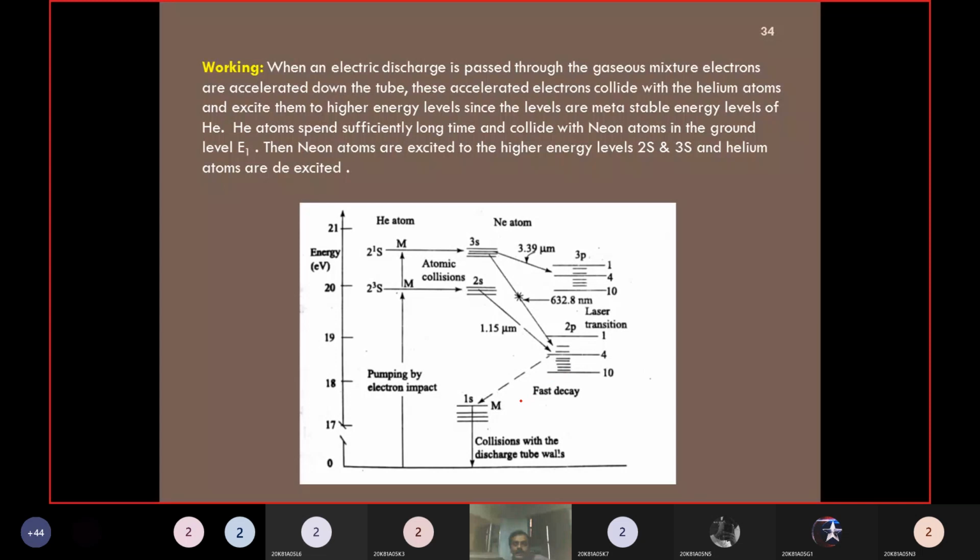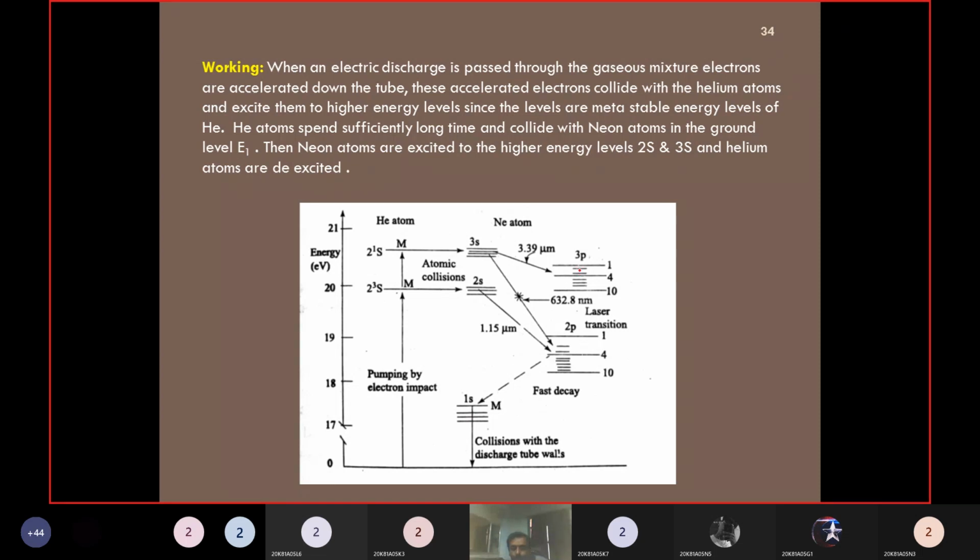Now, after that, here 2p to 1s, there is an emission that takes place. That is spontaneous emission, not stimulated emission. 2p to 1s, there is a fast decay. That fast decay is nothing but spontaneous emission, because the 2p level is not a metastable state. Similarly, the 3p level is also not a metastable state.